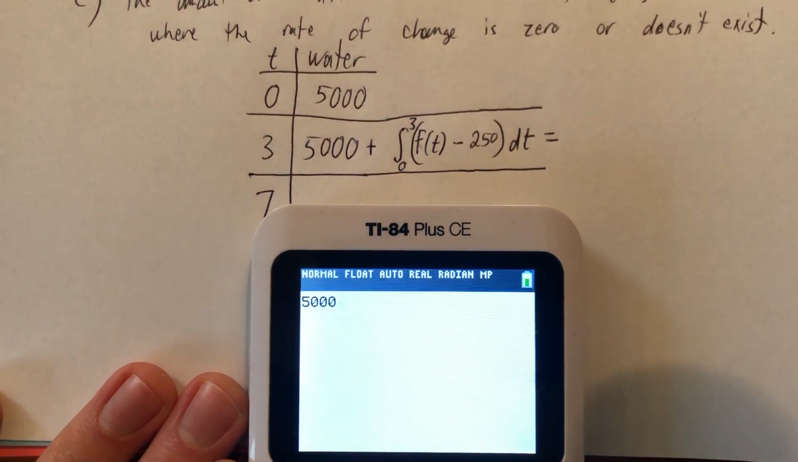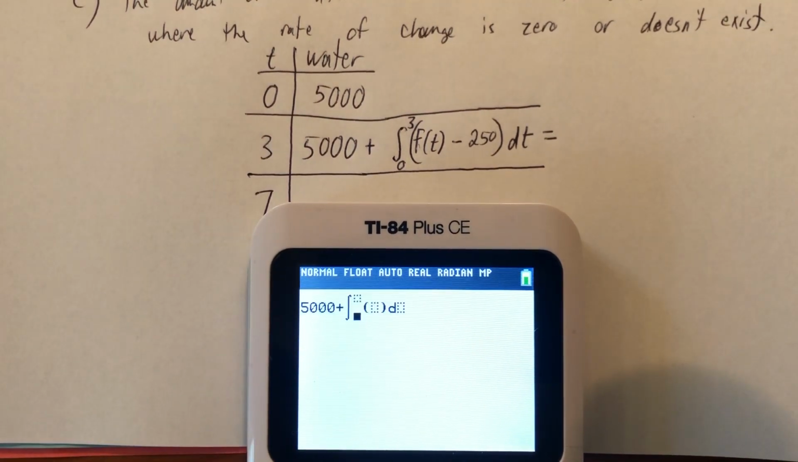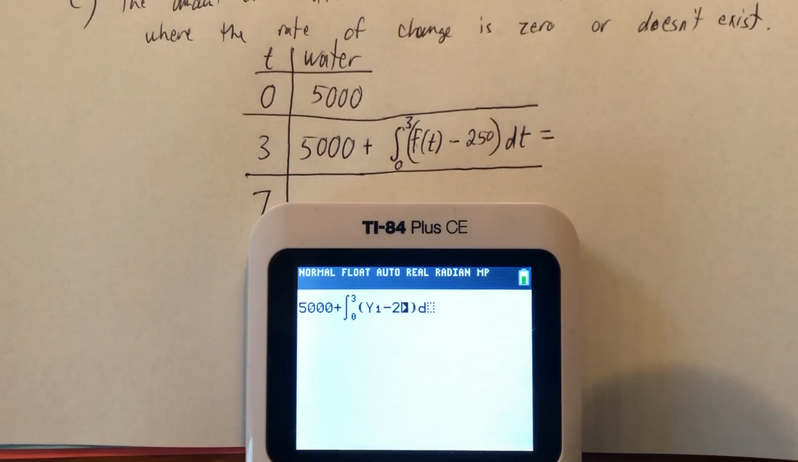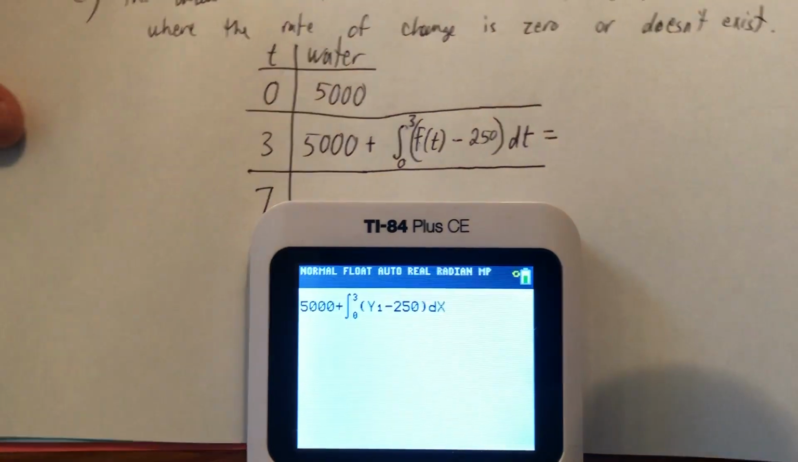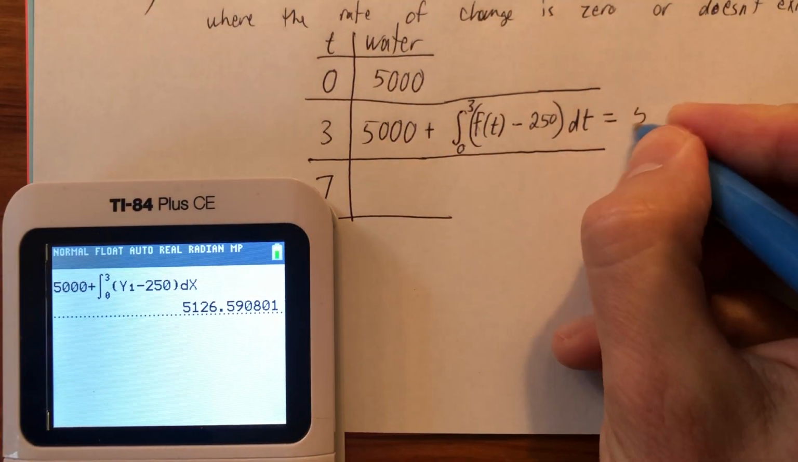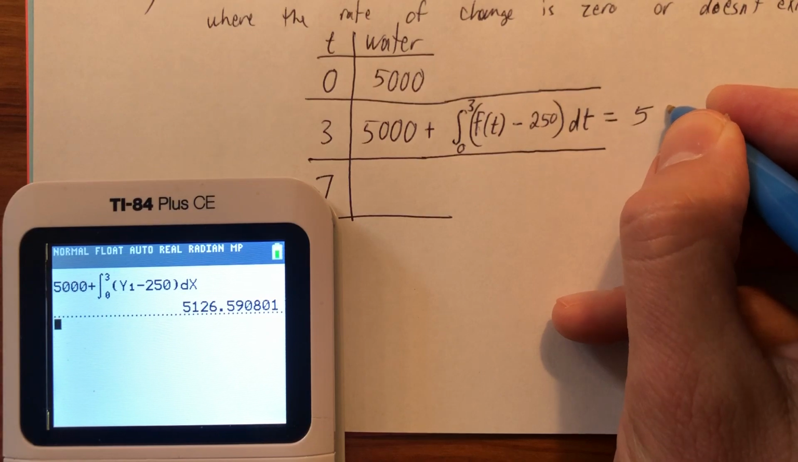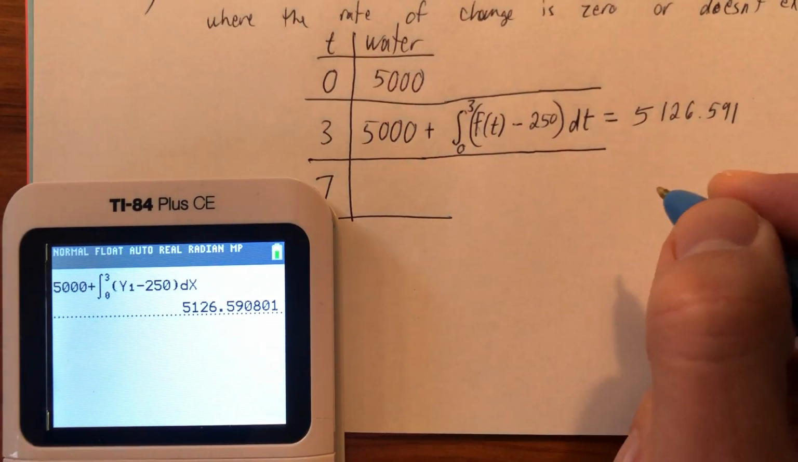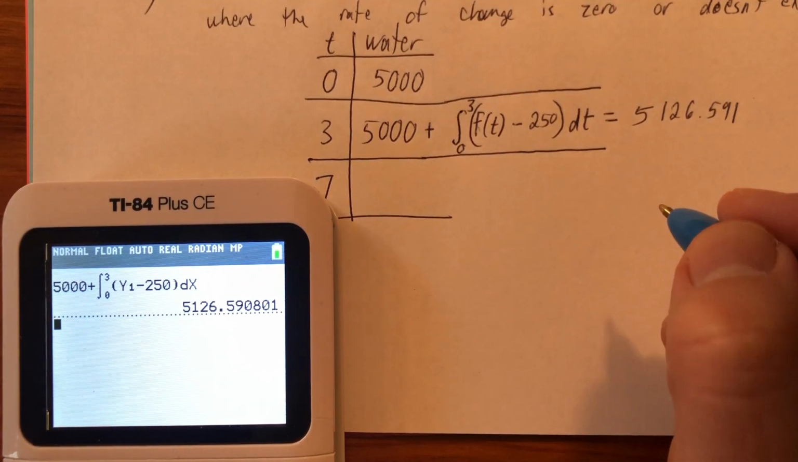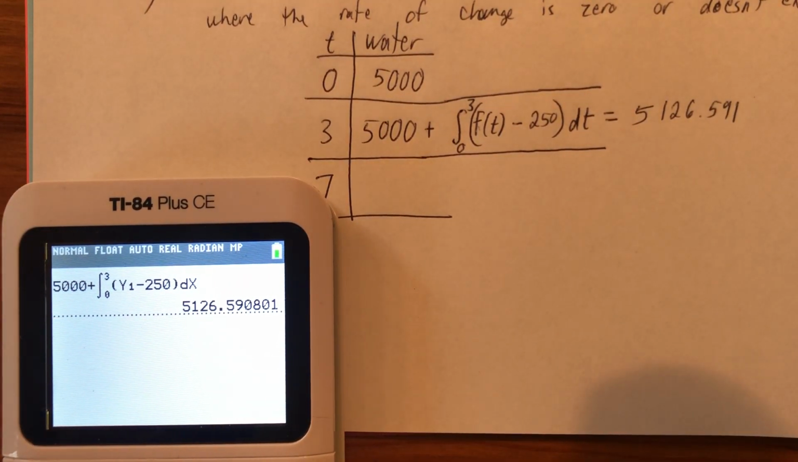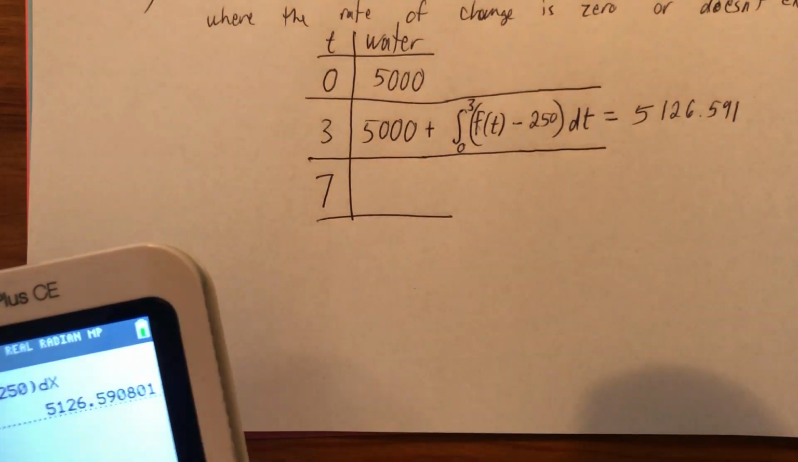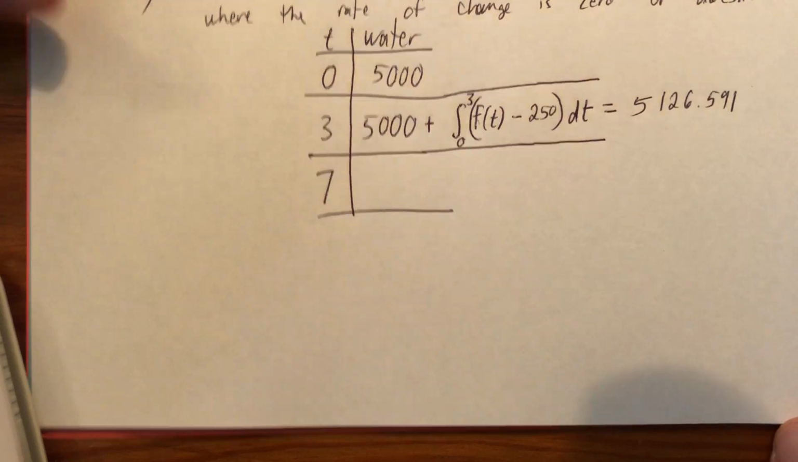So 5,000 plus the integral from 0 to 3 of my function minus 250. That minus 250 is part of the integral. There we go. 5,126.591. By the way, they did say round to the nearest gallon, but right now I'm not. I choose not to. And I'm looking at the answer key, and I'm seeing if they rounded here. They did not round right here. They could have, but they didn't have to.